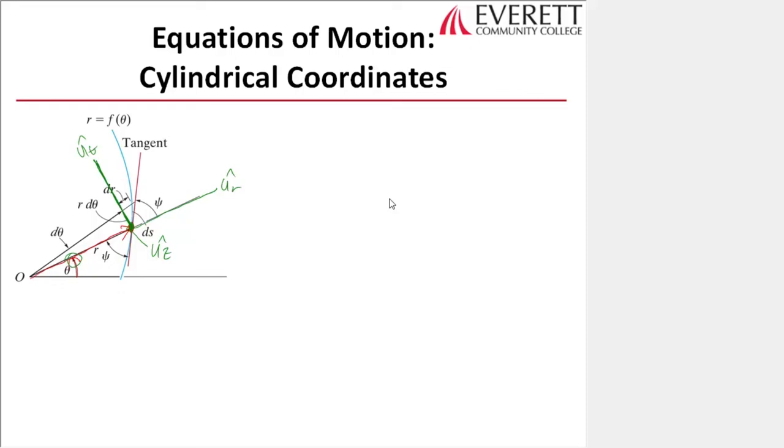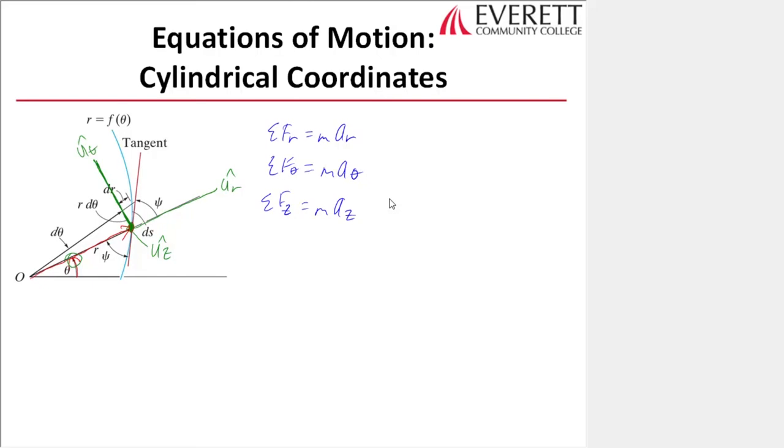Our equations, I'm sure you could probably guess this part, that we're going to have sum of the forces in the radial direction is equal to mass times acceleration in the radial. Sum of the forces in the theta is equal to mass times acceleration in the theta. And sum of the forces in the z equals mass times acceleration in the z.